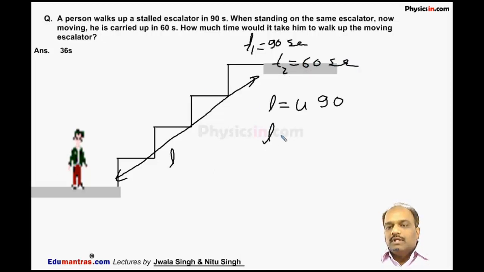So I can also say L is equal to V into 60. Let the speed of the escalator be V. Let the speed of this man be U. So U into 90 is L, and when he is only standing, it means U is 0. So in that case this man reaches the highest point, travels this distance L in time 60 seconds. So this is our first expression and this is our second expression.